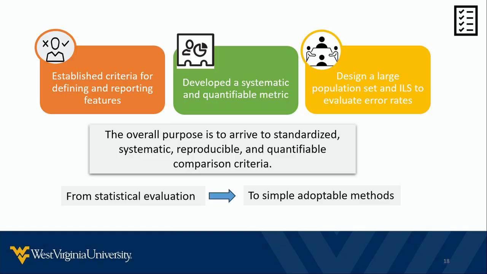For each of these materials, we had 3 main stages in the research. The first one was to establish the criteria and the terminology of what constitutes individual characteristics. Then develop a systematic method and quantifiable metrics to evaluate the quality of a fit. And finally, design a large population data set that represents casework that we receive and evaluate it through interlaboratory studies to assess the error rates. In these processes, we did a lot of different statistical evaluation, but the end product is a very simple and adoptable method.